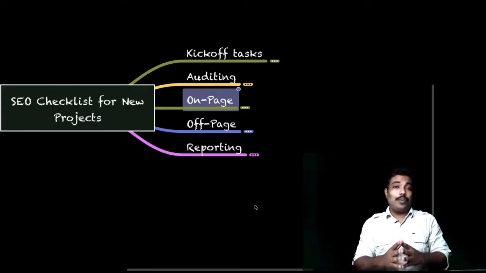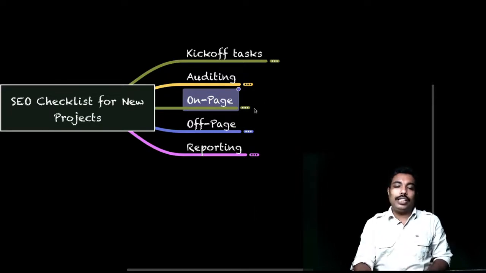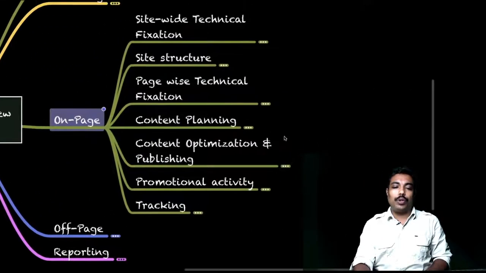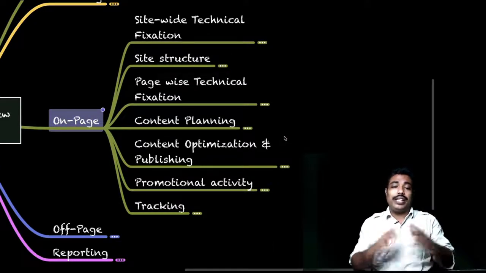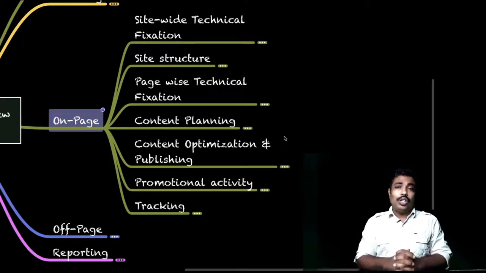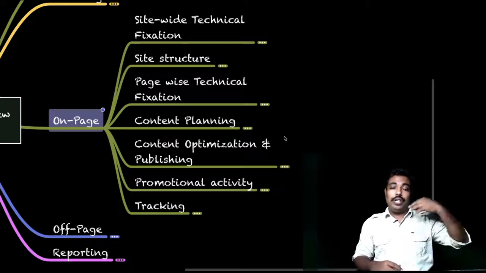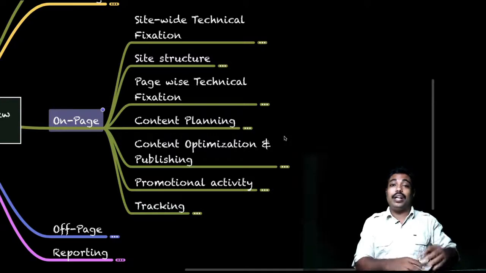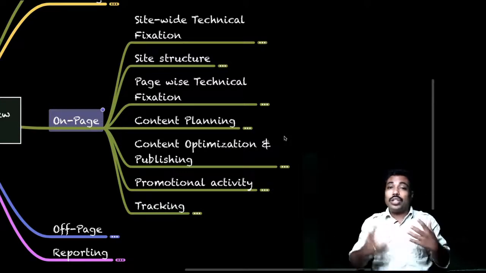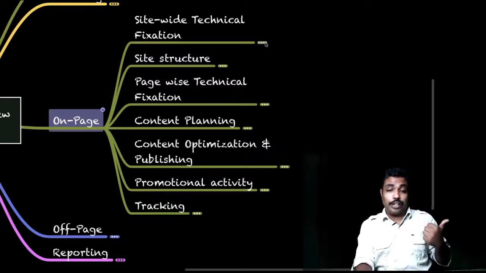So let's start our module 3, that is the on-page checklist. In this particular checklist, we are going to talk about different segments, where the first is site-wide technical fixes you have to do. As we already mentioned, we are going to check Ahrefs and Search Console, get all the technical issues, and try to fix them.